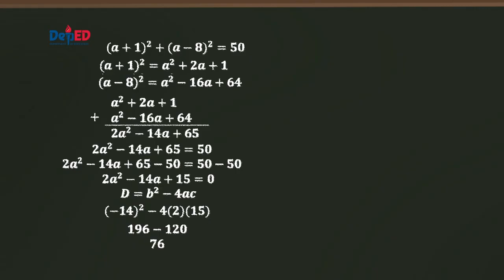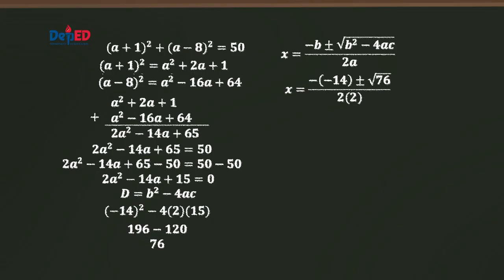So we might as well solve the equation using the quadratic formula. So x equals the negative of negative 14 plus or minus the square root of the discriminant 76 all over 2 times 2. Simplifying the radical part, x must be equal to positive 14 plus or minus the square root of the product of 4 and 19 all over 4. So x must now be equal to 14 plus or minus 2 square root of 19 all over 4.